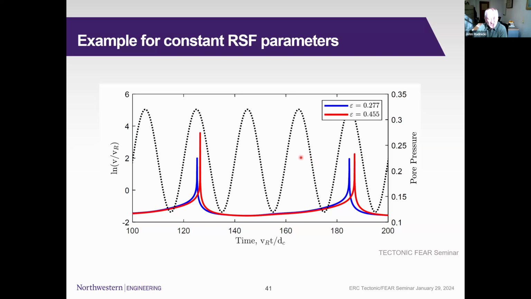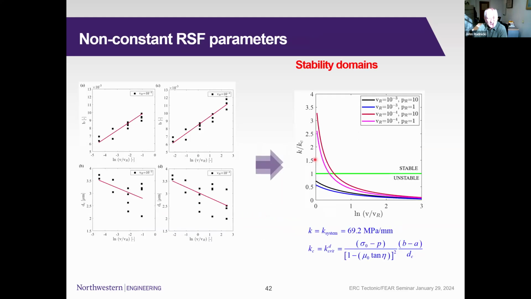Okay, so the paper does not show results for multiple periods of the pore pressure. However, they find that the frictional parameters are not constant, but vary with velocity. So A is about the same, but B and D sub C, well, they're kind of scattered, but D sub C definitely decreases and B increases. These are for the two reference velocities, the smaller on the left and the greater on the right.